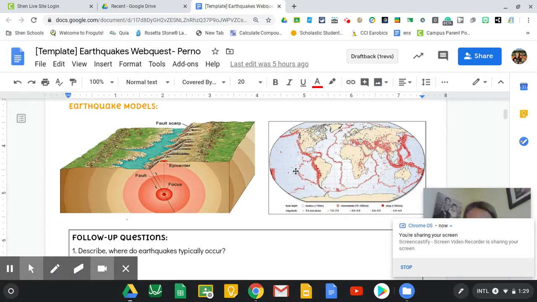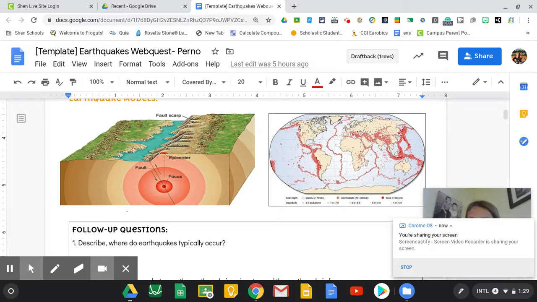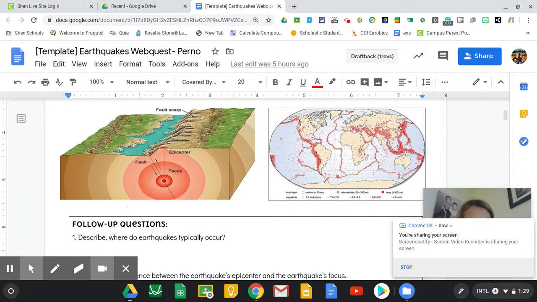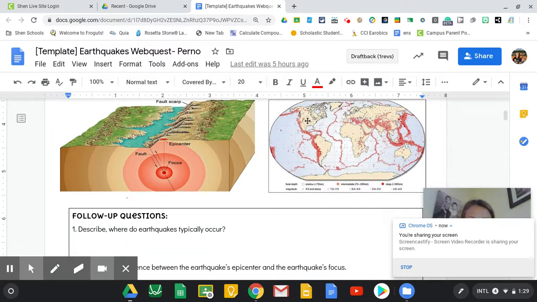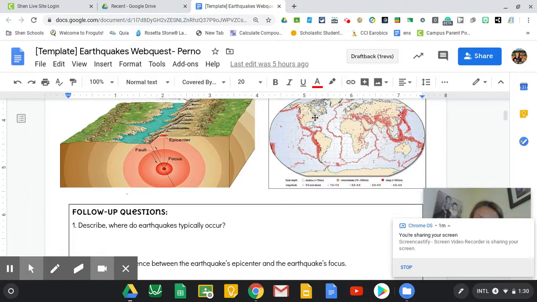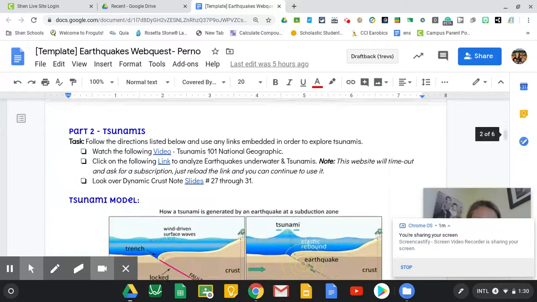So I want you to notice that all of these red dots represent areas where earthquakes happened, and you'll notice that they trace out the shapes of our tectonic plates. So earthquakes happen frequently on plate boundaries and also on major or minor fault lines throughout the United States. The ones that do not happen on plate boundaries, like the United States here, you're noticing that they're happening on fault lines.